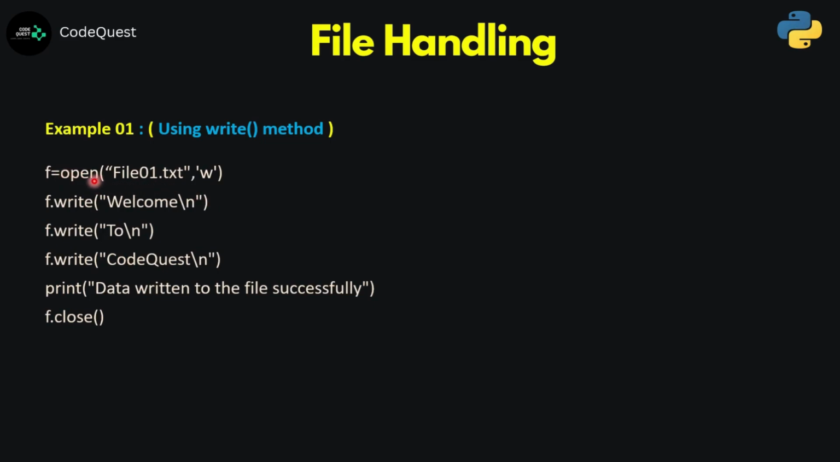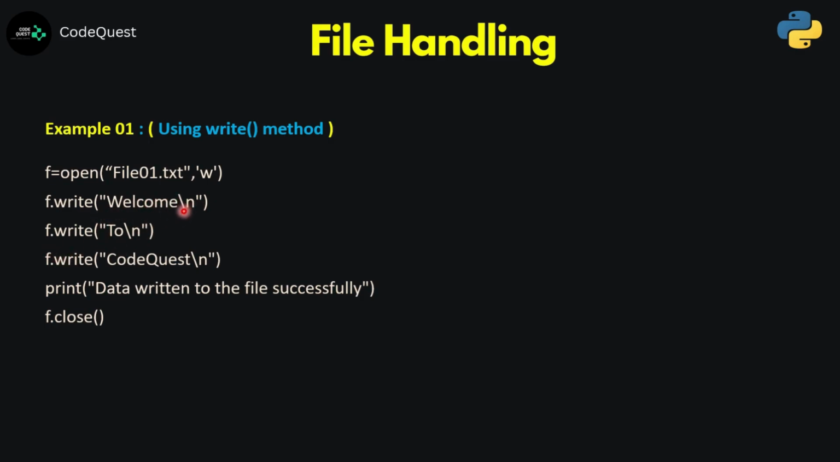Here I am trying to open a file. Say the file name is file01.txt, and here I am specifying a mode which is nothing but w. From this we understood that we have tried to open a file called file01.txt, and the purpose of opening this file is to write some content, because the mode written here is w. Now we are using a write method here. So we are using this file object, that is f.write, welcome.